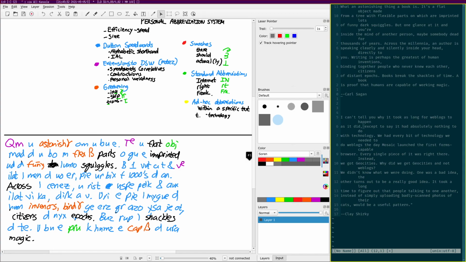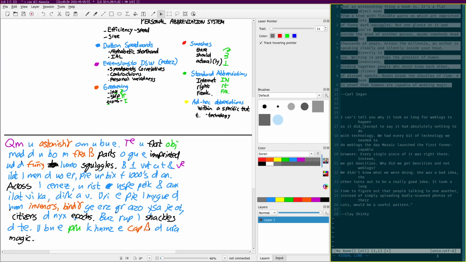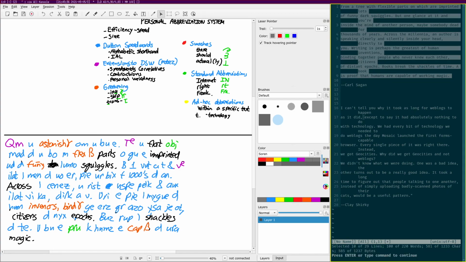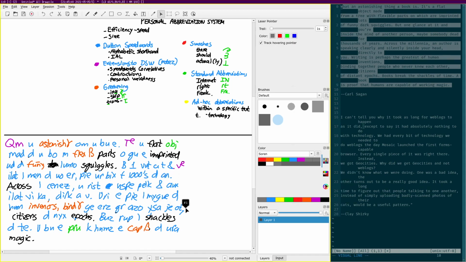And how many words are there here? Looks like 200 words down there. So 9 out of 200, almost all the words were abbreviated in some way. There's pretty heavy use of Speedwords here, and a few Greg words, and then just 2 of the standard abbreviations. No ad-hoc abbreviations, no swashes in this one. It's just kind of how it turned out.